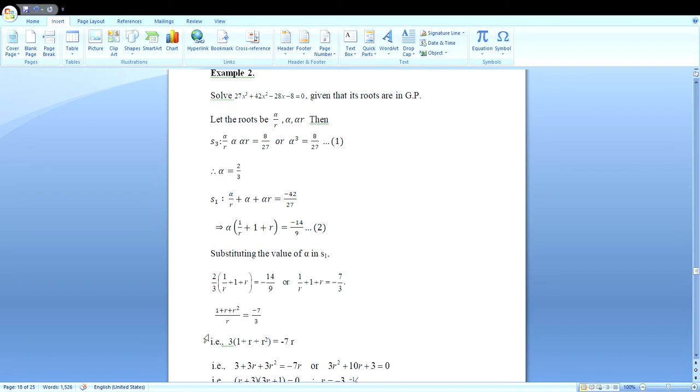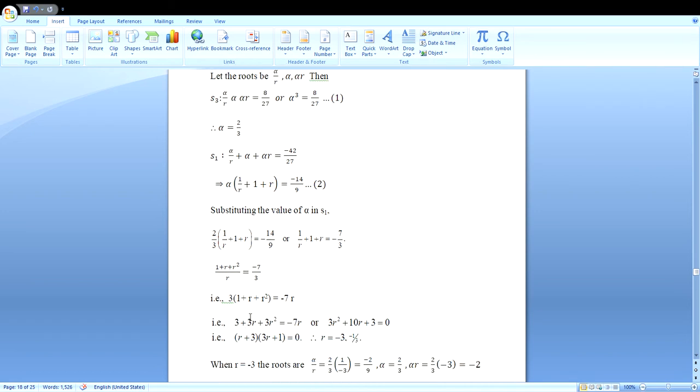Simplifying this, we have 1 plus r square divided by r equal to minus 7 by 3. Or cross multiplying, we have 3 into 1 plus r square equal to minus 7r. Again simplifying, we will get 3 plus 3r square plus 7r equal to 0. That is 3r square plus 7r plus 3 equal to 0. Now factorizing this, we have r plus 3 into 3r plus 1 equal to 0, or r is minus 3, minus 1 by 3.